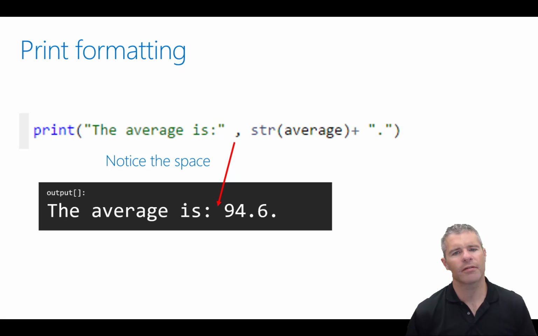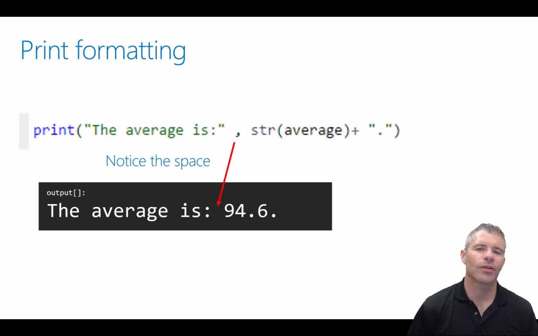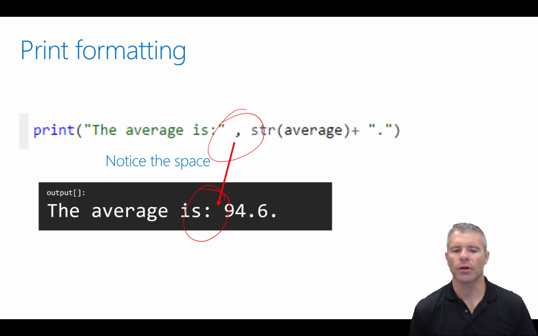In this case, we worked out our average, and it worked out to be 94.6 for those. And notice that this space, created by our friend the comma here, appears, which is great.